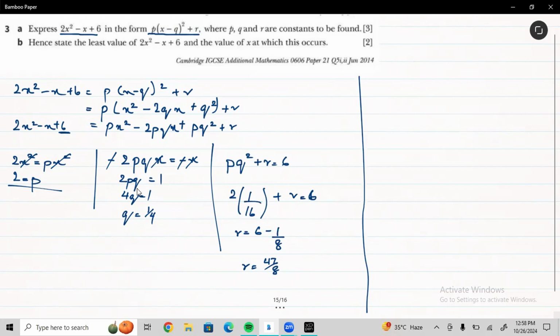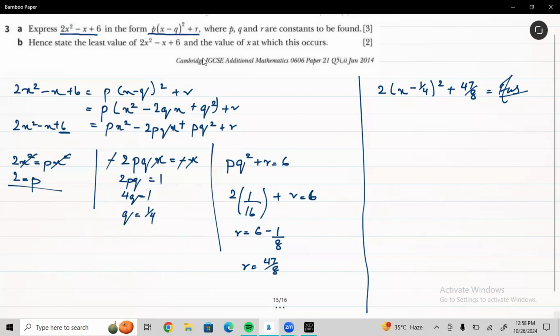So we substitute the P, Q, and R values. We are going to get P, which is 2, multiplied by (x minus Q, which is 1/4) whole squared, plus 47/8. And that's our answer. We could have done this through the completing the square method, or we could have done this by the comparison method. I prefer to do it through the comparison method as I find it easier, but it depends on you in the end.